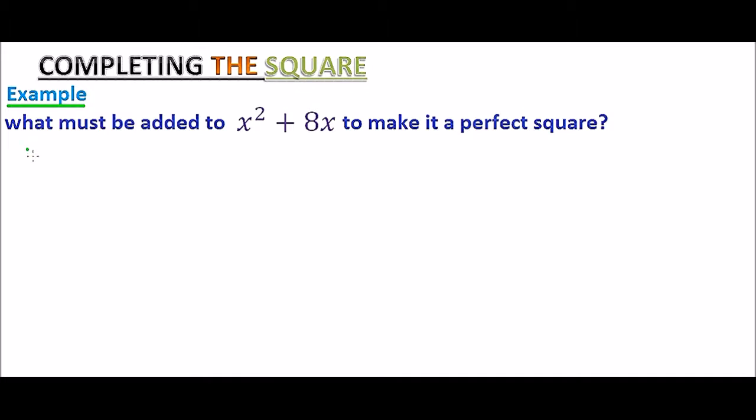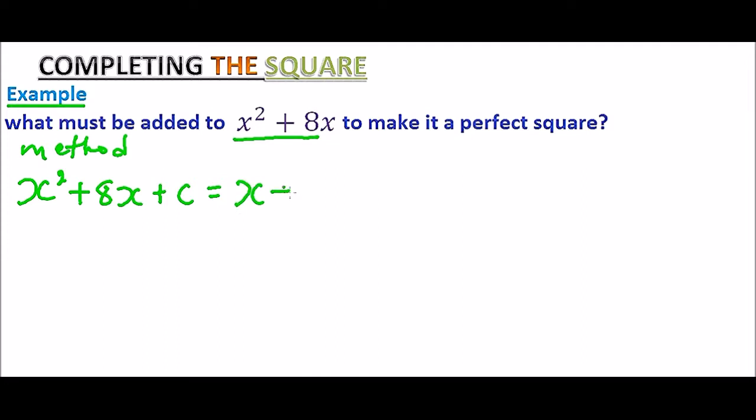The other way, which we can call method 2, to find what is to be added to x squared plus 8x to make it a perfect square, is to write our expression like this: x squared plus 8x plus c, where c is a constant. If it is a perfect square, then it should give us factors that appear like this: (x plus k) squared, where k is another constant.